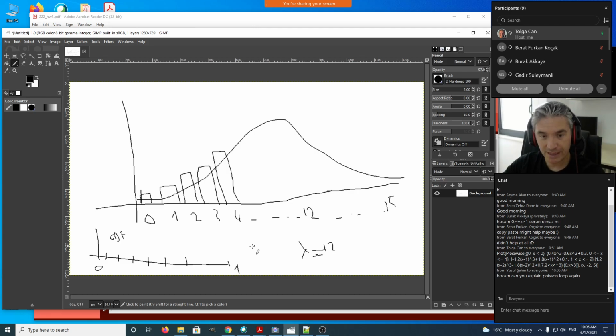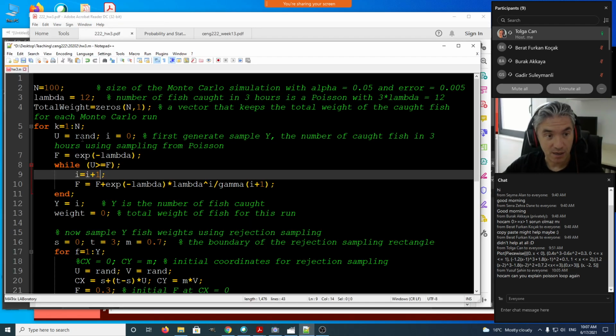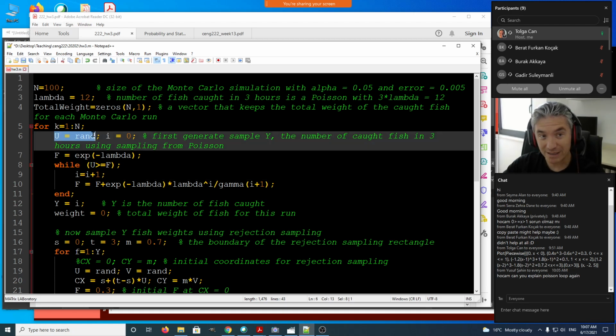What we do in Poisson is that we generate a single uniform random number. If you look at the code again, we are not generating uniform random numbers again and again. Inside the loop, we don't generate uniform random numbers like in rejection sampling. We generate it once.